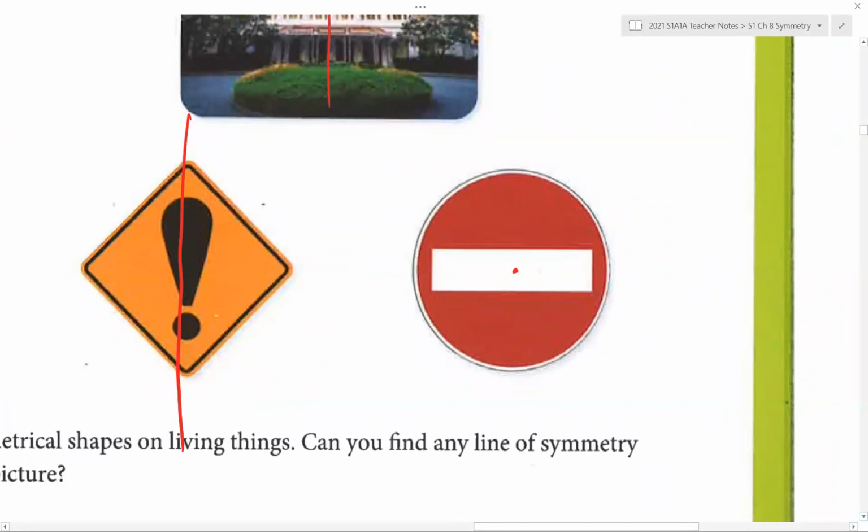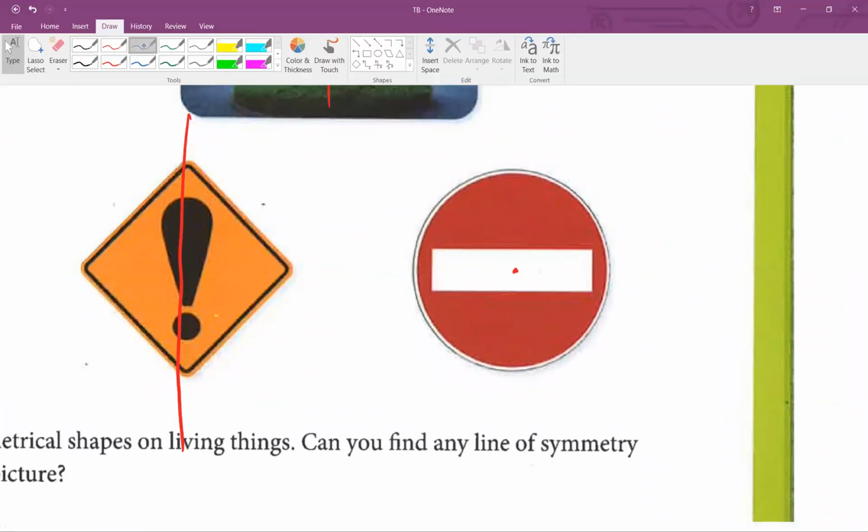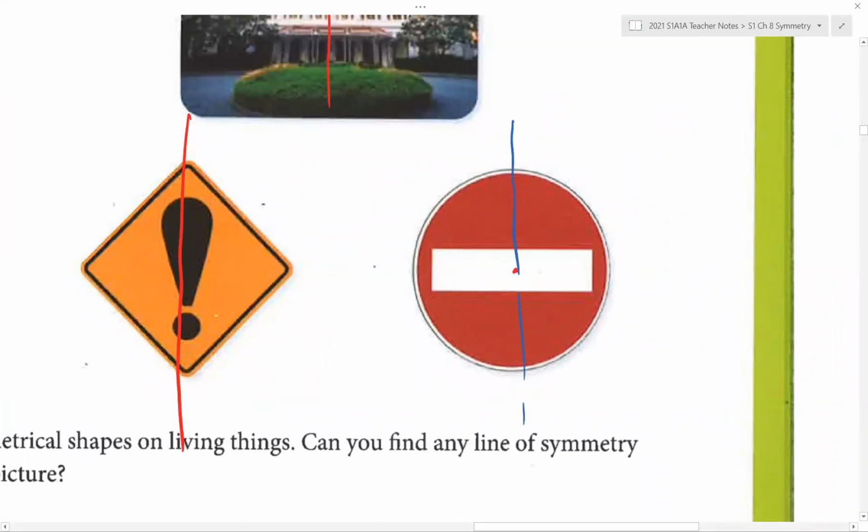But yes, you must choose your words properly: vertically and horizontally. Diagonally, can or not? Think. So if I draw it diagonally, imagine you fold. Oh, you see. Confirm same? What about the rectangle? Confirm same? Not the same? The circle will be the same, but the rectangle will not be the same.